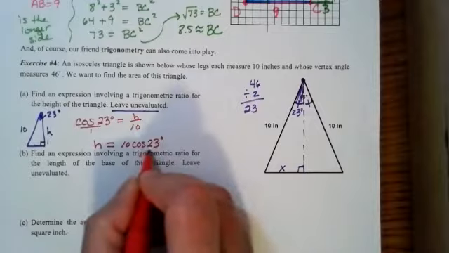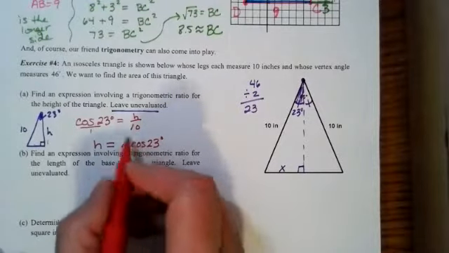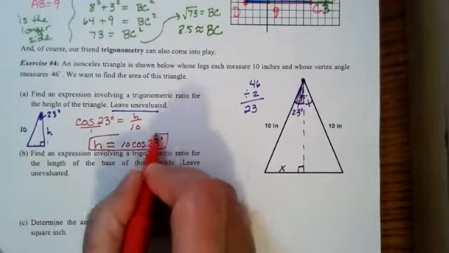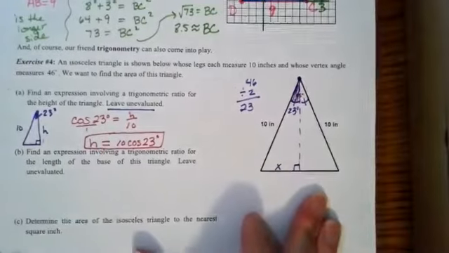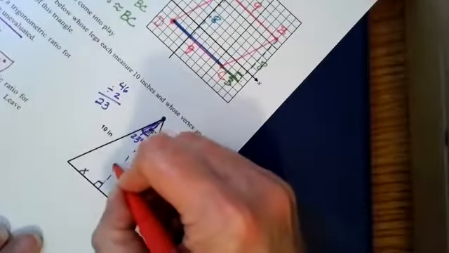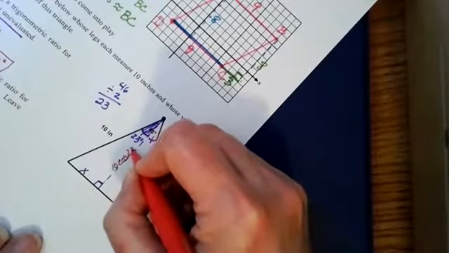They want us to leave it unevaluated, so this is the way I'm going to leave my answer. In fact, I'll box it. That's the height measurement for our triangle. I'm also going to come over here and put it in the picture. This is 10 cosine of 23 degrees.